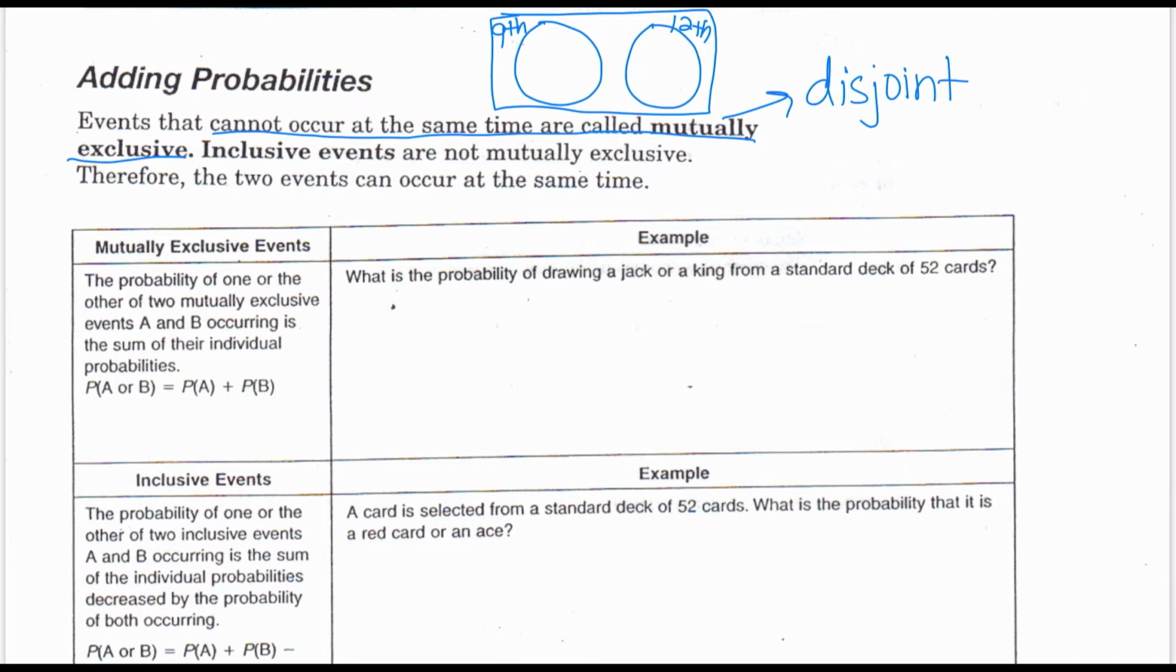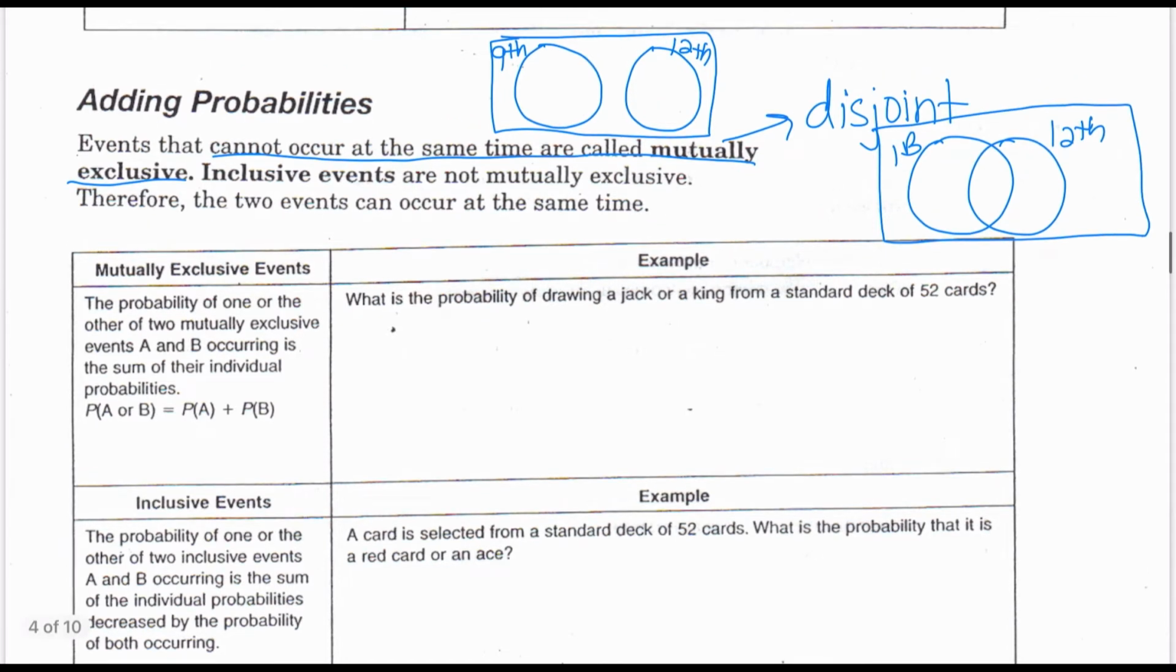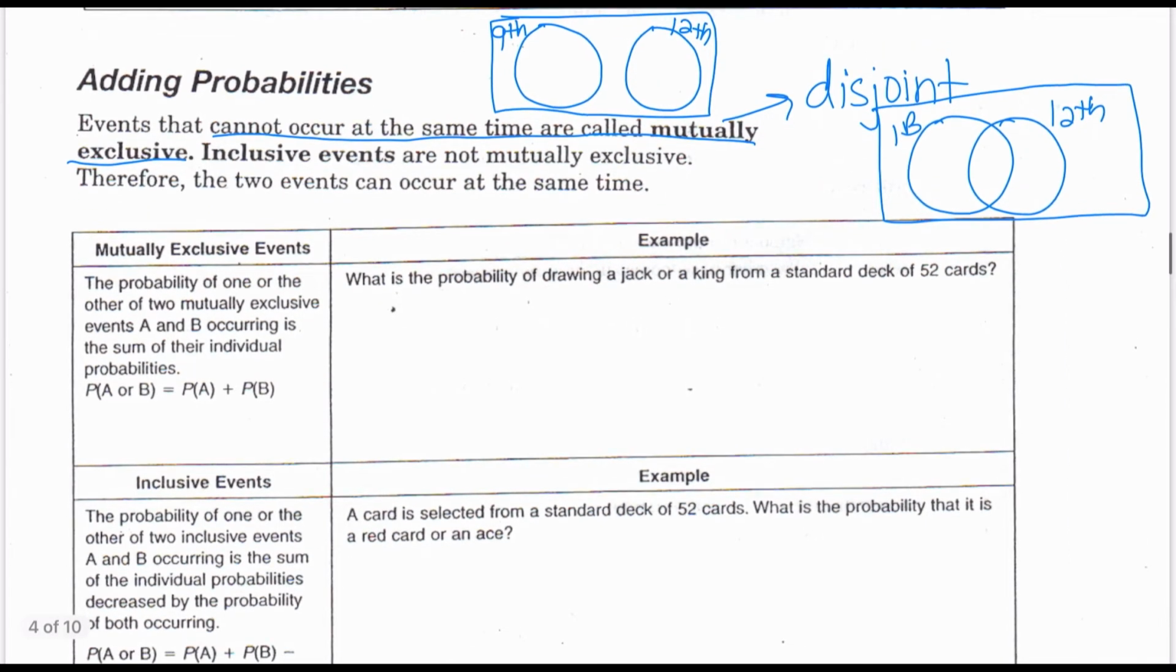So let's take a look at IB students and 12th grade students. It is possible that some 12th graders are in the IB program. So therefore, they're right here in the middle. This is going to be the intersection, which means they are both in 12th grade and in IB. Those are called inclusive events.